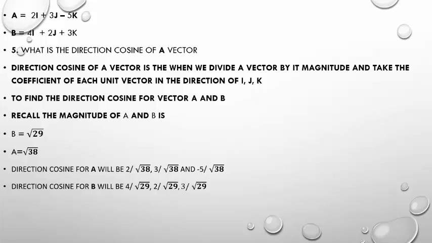You know, we have vector A equals 2i divided by root 38 plus 3j divided by root 38, then plus, this one's supposed to be minus.